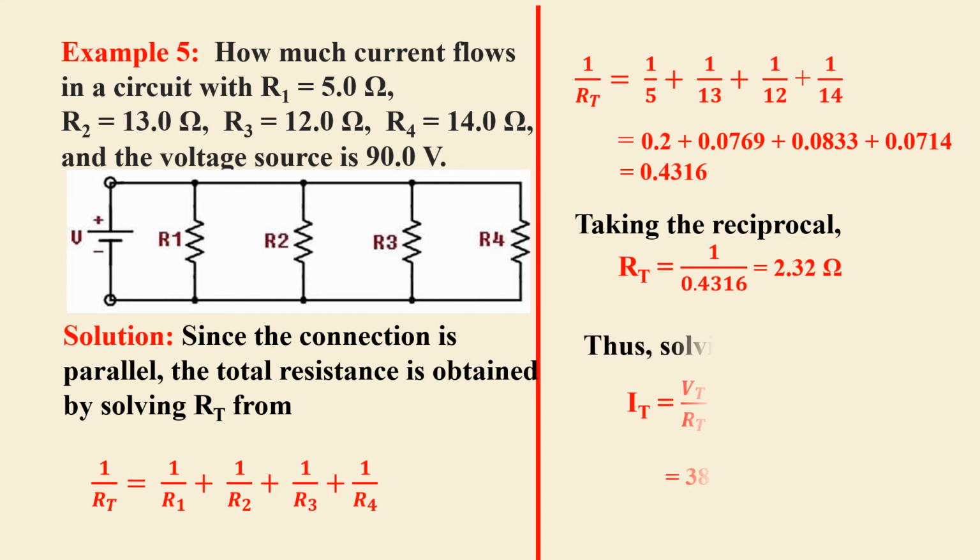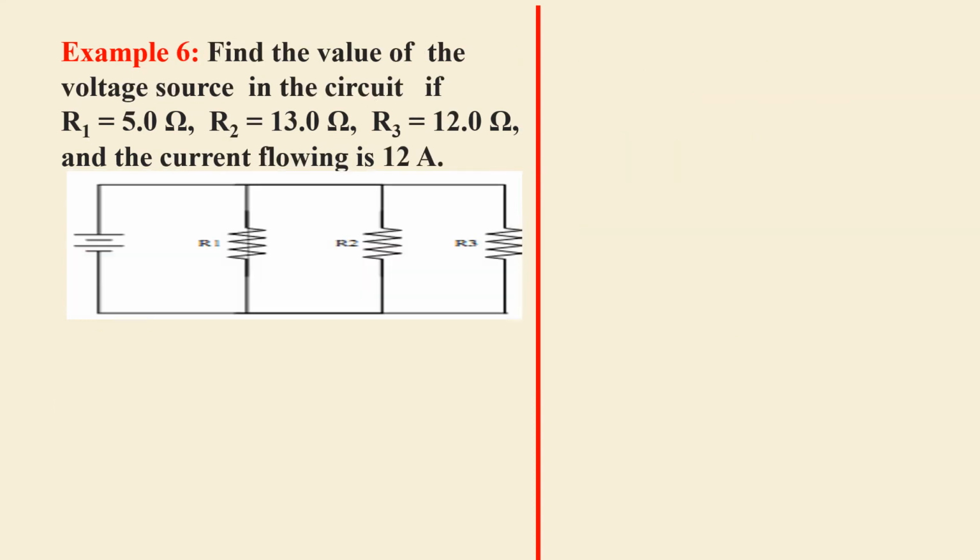2.32 ohms. Thus, solving for I sub T is V sub T over R sub T equals 90.0 divided by 2.32, which is 38.79 amperes.